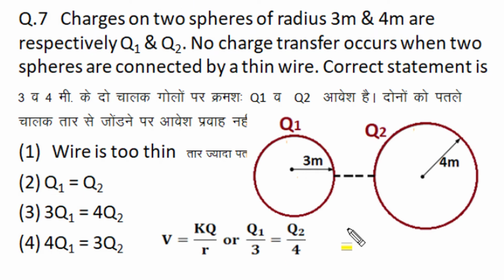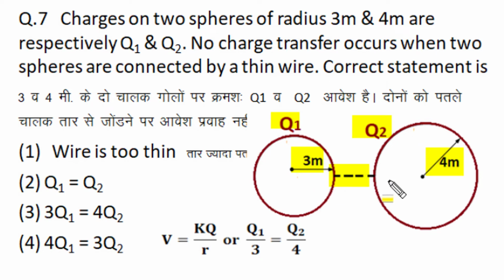This example is conceptually a very sound example and very important from examination point of view. We are given two charged conductor spheres of radius 3 meter and 4 meter, isolated from each other, and they have respectively Q1 and Q2 charge. If we interconnect these two and no charge transfer takes place from one sphere to another sphere, then what's the correct statement among these four? Now one statement is that this wire is too thin to carry charge. That's a wrong statement. If there exists a potential difference, then positive charge will start moving from high potential position to low potential position if we interconnect them by a conductor wire.